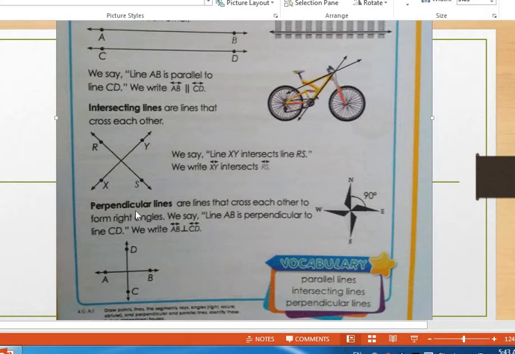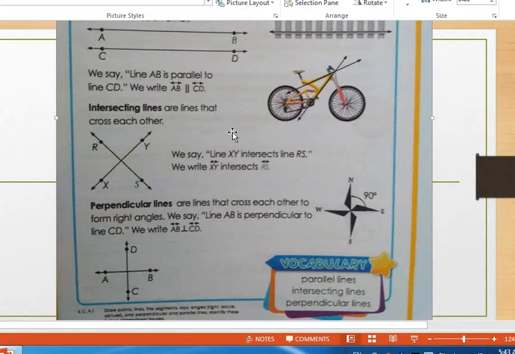Moving to the perpendicular lines. Perpendicular lines are lines that cross each other to form right angles. What does it mean, right angle? It means 90 degrees. We say that line AB is perpendicular to CD, and this is the symbol of perpendicular. So this is AB perpendicular to CD.